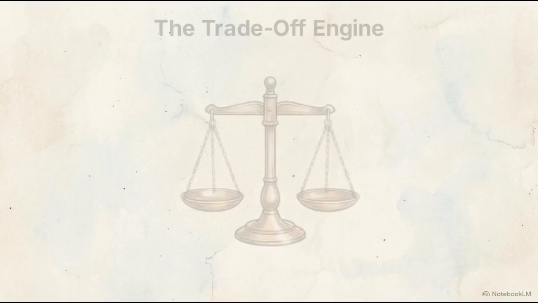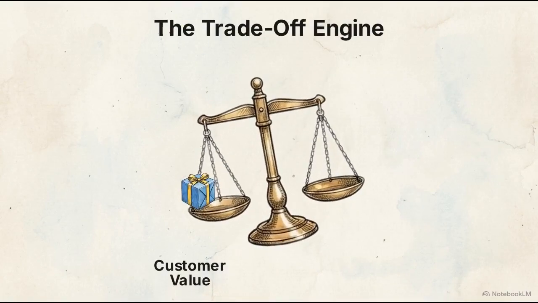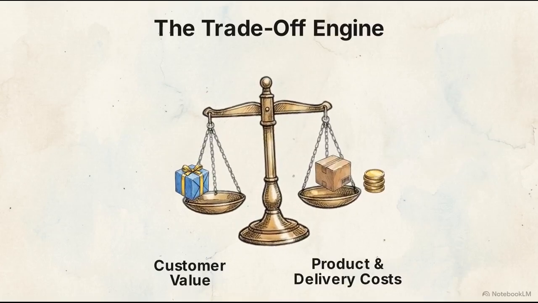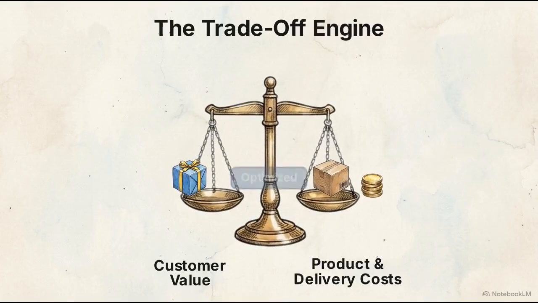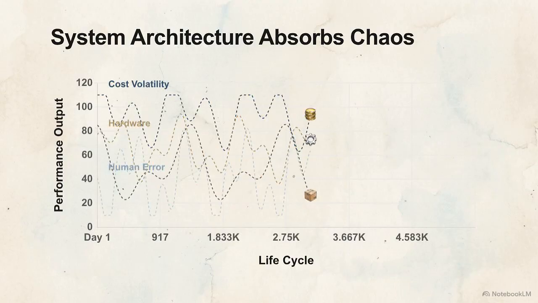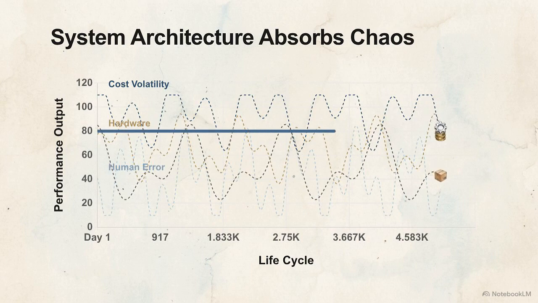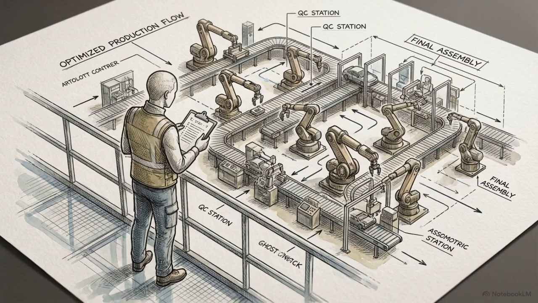The systems engineer balances competing demands, weighing the marketing department's push for customer value against the implementation team's strict delivery and product costs. This graph shows the result. Despite chaotic fluctuations in hardware, supply chains, and human error, the system must deliver uniform, high-quality performance on day 1 and day 5,000. The systems engineer optimizes the business impact and safeguards human lives by successfully navigating these high-stakes trade-offs before the product ever leaves the factory.